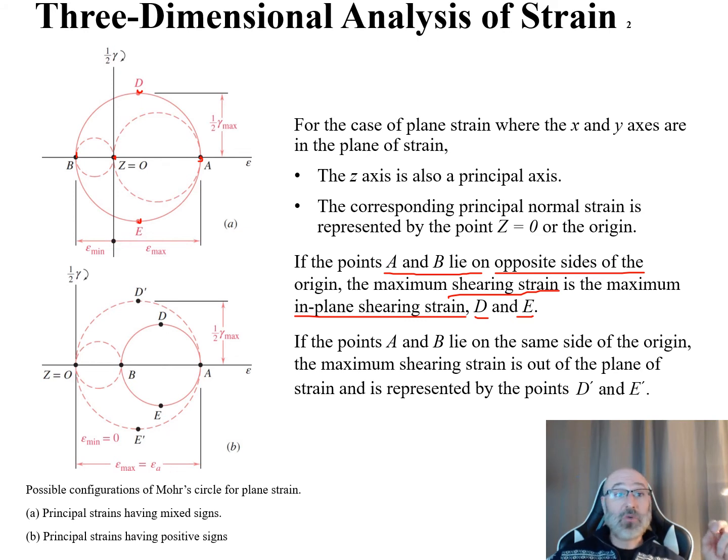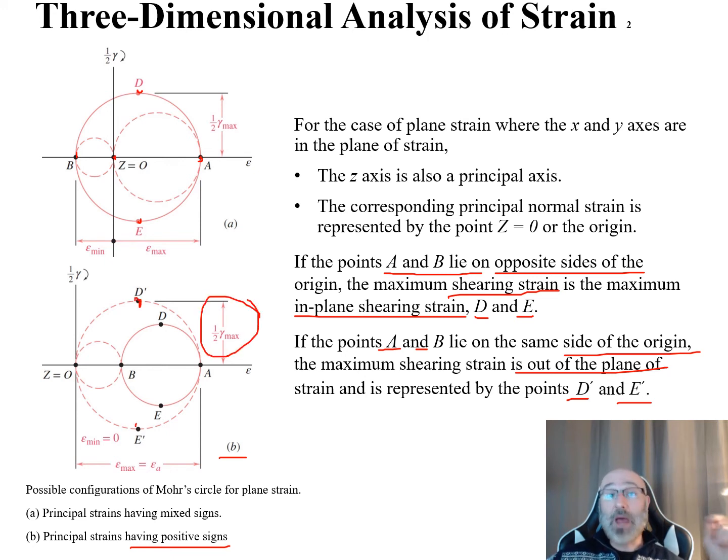But for the situation we have shown down here in part B, configuration B, the principal strains have positive signs right there and both lie on the same side. So if A and B lie on the same side of our origin, then this is a case where our maximum shearing strain is out of plane and is represented by our points D prime and E prime right there. So there's our D prime, there's our E prime, and you can see this is now our new max shearing strain.